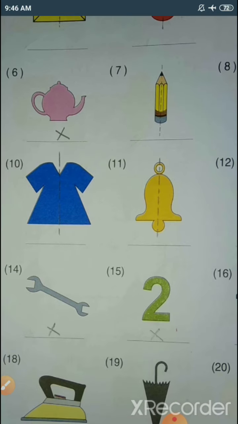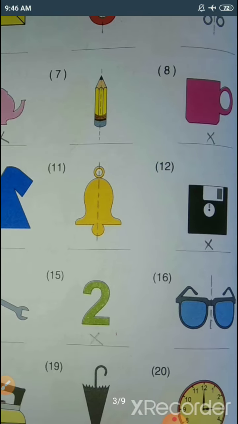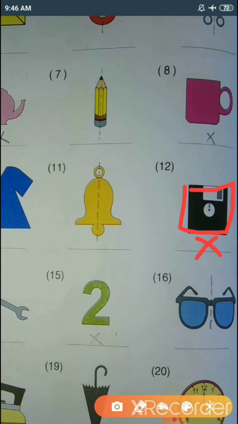Now number 12. One camera is given. With the help of a vertical line, we can see that both the parts do not look similar. Now let's do it by drawing a horizontal line. Again these two parts do not look similar. So we conclude that the shape given in question number 12 is not symmetry.